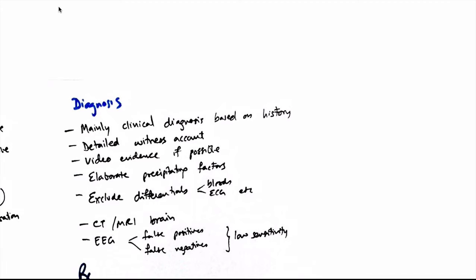EEG is commonly used for classifying epilepsy, but EEG can have false positives and also false negatives and has a low sensitivity. This means EEG is not a test to exclude epilepsy, but if there are EEG abnormalities, those are used to classify the epilepsy disorder.